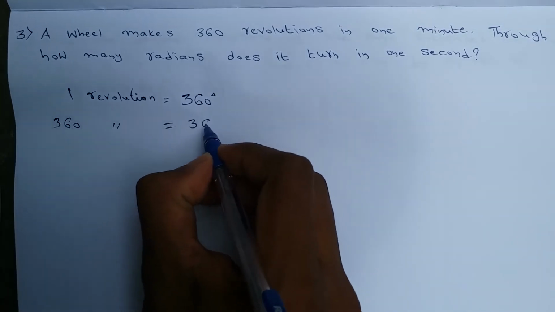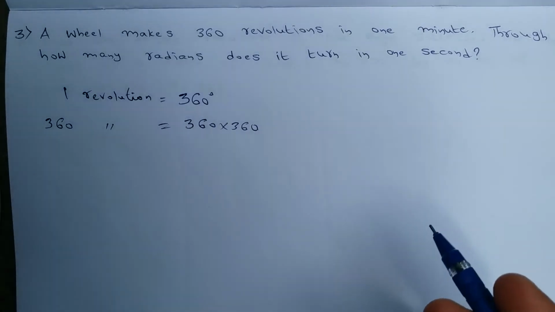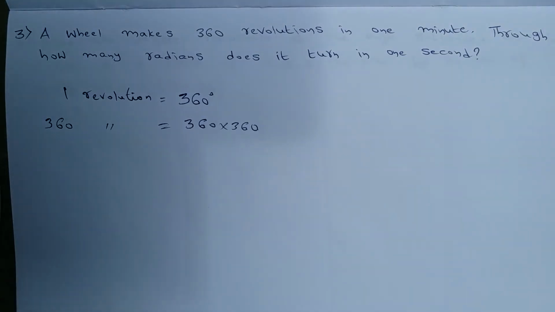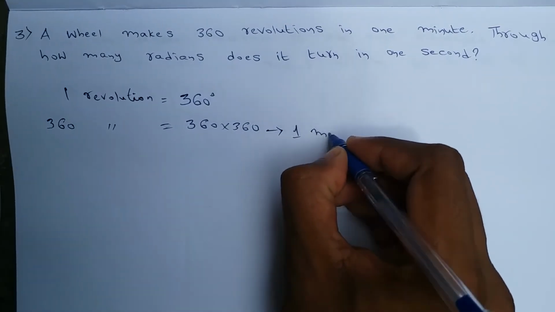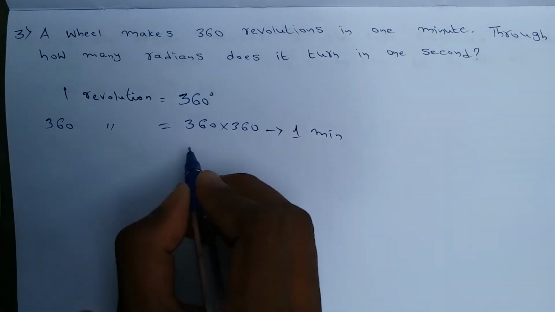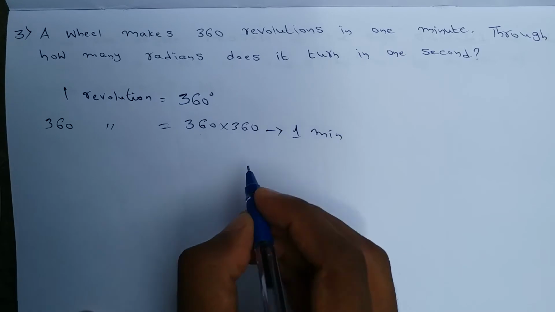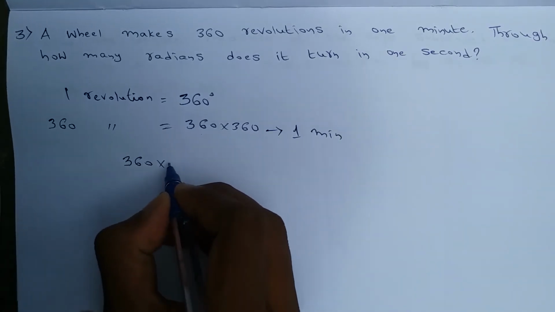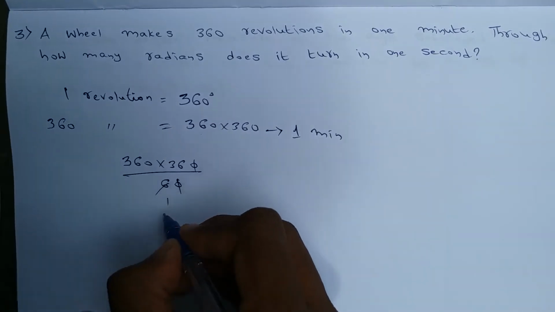it means 360 into 360. If we multiply that, we will get some answer. Those many degrees it is making. Anyway, further calculation or simplification will be there, so I am not writing the answer of 360 into 360. In 1 minute, this many degrees it is making. But the final answer we want in 1 second. So I will convert this to 1 second now. If it makes 360 into 360 in 1 minute, then in 1 second how much? Simply divide it by 60. We get 360 into 360 divided by 60. 0, 0 cancel, 6 ones are 6, 6 6s are 36.